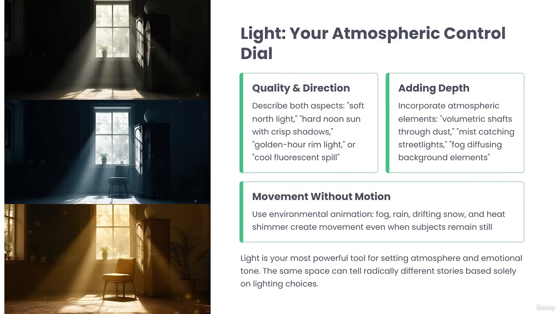Light is your main atmosphere dial. Use words that describe both quality and direction. Soft north light, hard noon sun with crisp shadows, golden hour rim light, cool fluorescent spill. If you need depth, add volumetric shafts through dust, or mist catching streetlights. Fog, rain, drifting snow, and heat shimmer all create movement without the camera doing anything. Great for shots where the subject is still.